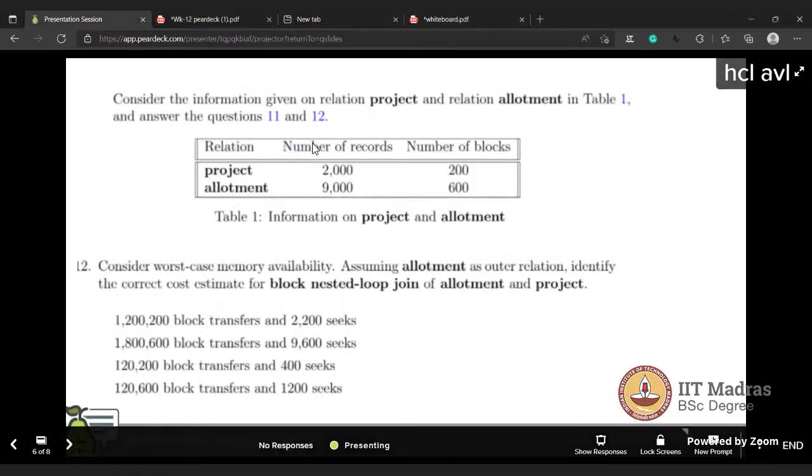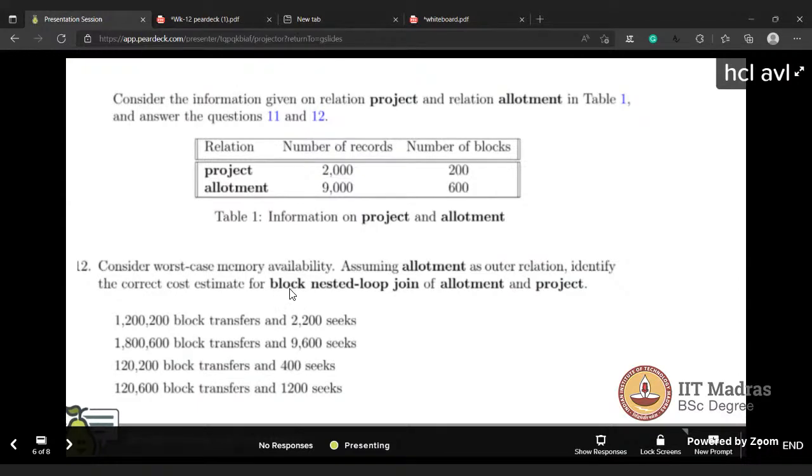Consider the given relations project and allotment in table 1 and answer the questions. In the project relation, the number of records is 2000 and the number of blocks is 200, and in allotment the number of records is 9000 and the number of blocks is 600. Consider worst case memory availability, assuming allotment as the outer relation. Identify the correct cost estimate for a block nested loop join of allotment and project. The options are given below.